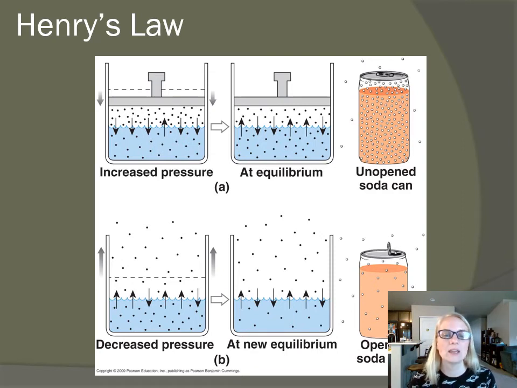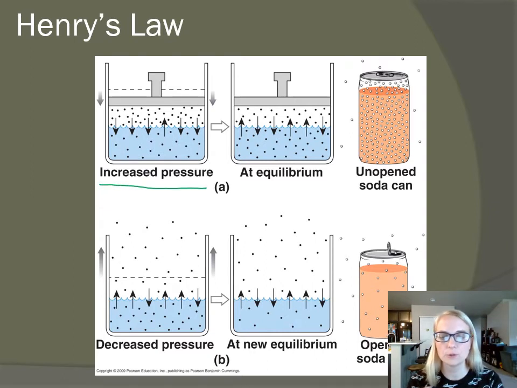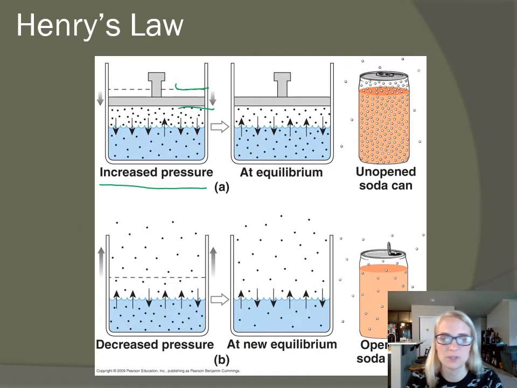So let's say you were on the left hand side here. In this one right here, we have a container of fluid, we have some gas molecules, they're kind of at an equilibrium, and then the plunger goes from this position down to this position.